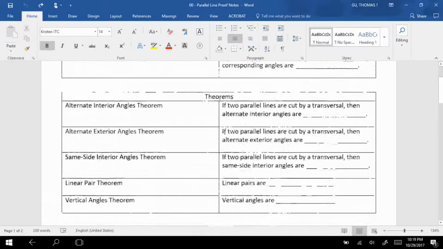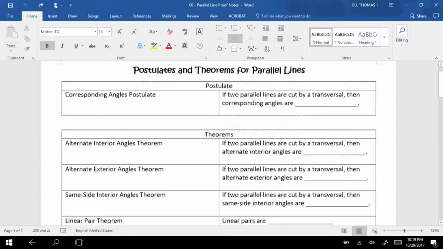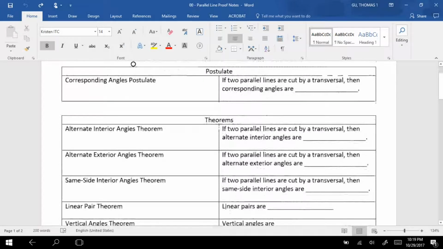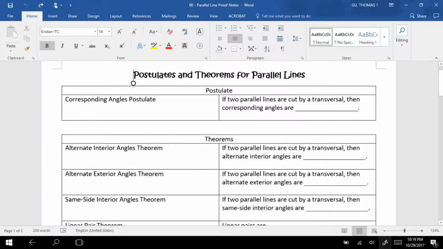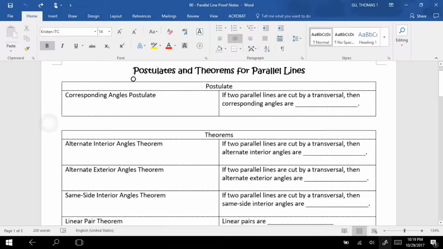But the good thing is you've already learned all of these rules, but now you just attach the word postulate or theorem onto them. Okay, so I'm going to quickly go over the definitions because we've already learned these once, and I'll show you some examples. So let's get into it. Let me zoom it in a little bit.